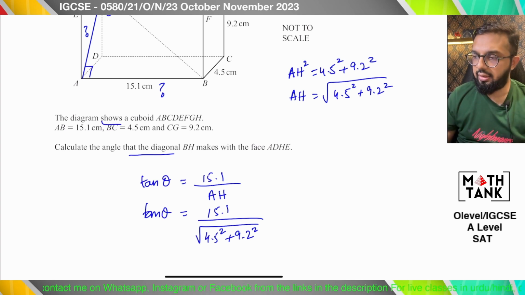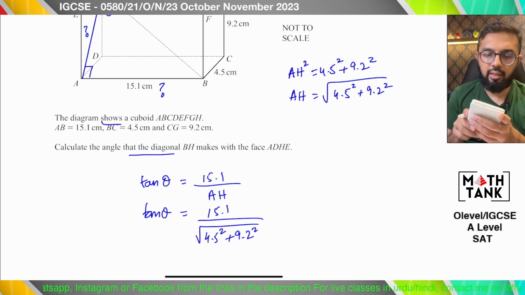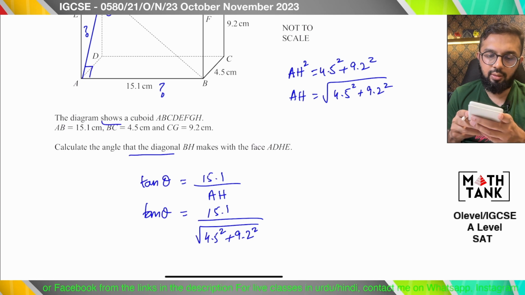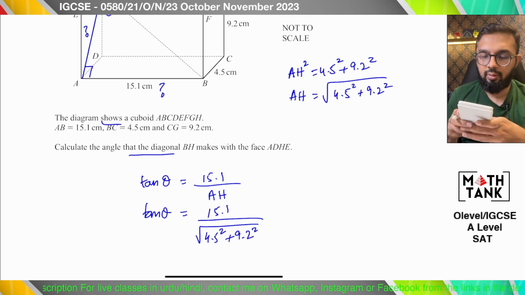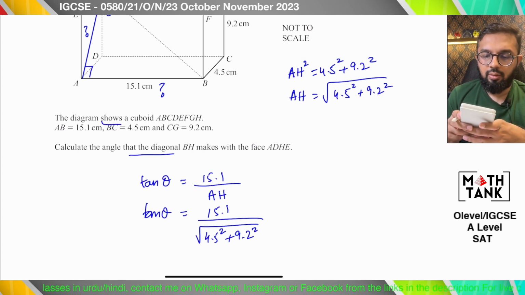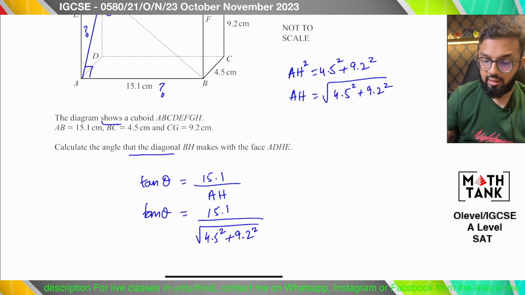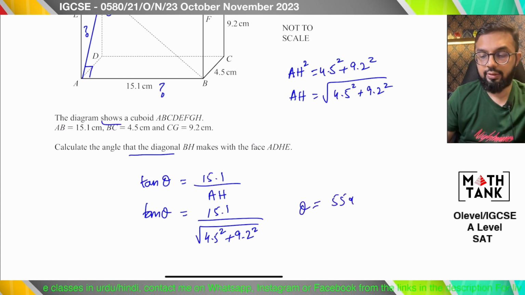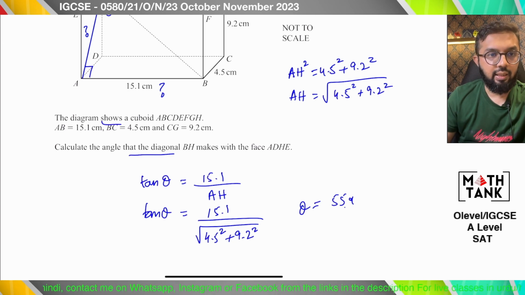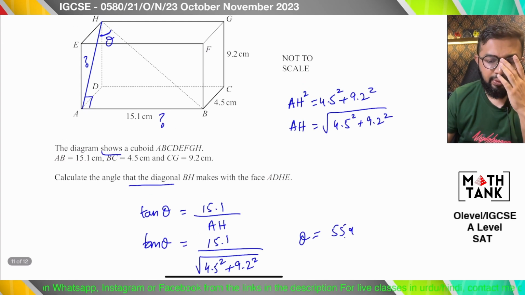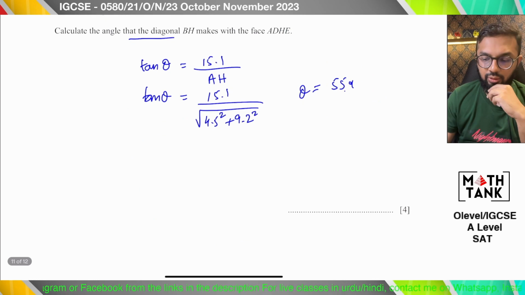I am getting 8. No, I forgot to put the root in the denominator. Let's see. I am getting 55.9. Let's check if that is the correct answer. I think that is the correct answer. Yes, that is the correct answer. So, a challenging question at the end. Make sure that you do this carefully.